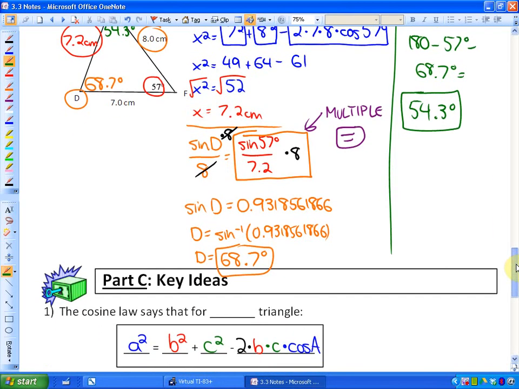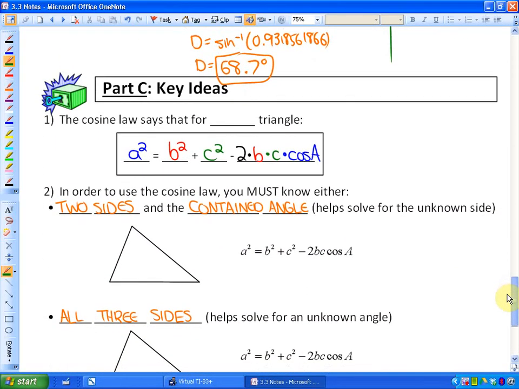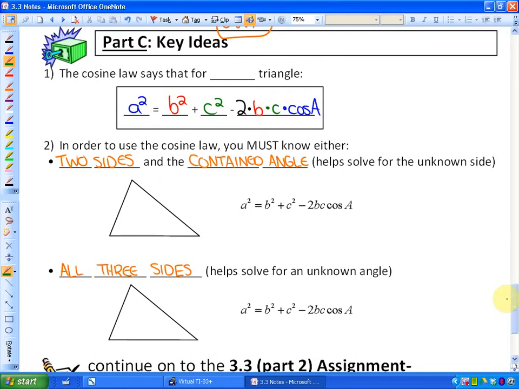So in summary, for the cosine law, even though we used the sine law in the last question, here's the summary. The cosine law says that for any triangle, which is nice, that the side length a squared is equal to b squared plus c squared minus the product of 2bc times the cosine of a. Again, the important thing is that the side length that you're solving for, or the angle that you're solving for, and its opposite are replacing lowercase and uppercase a, regardless of what the triangle is named.